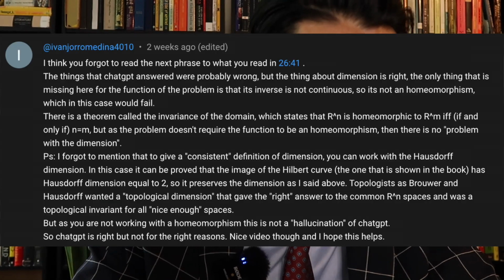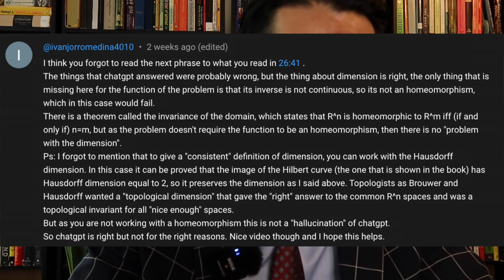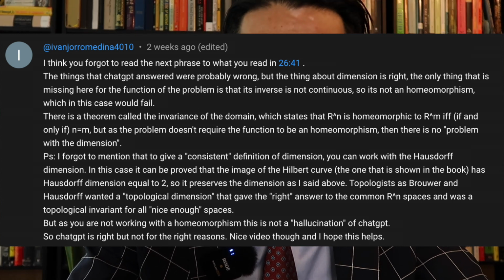In the video, I only went over the first part, which is the one-to-one manner, and this is partly addressed by Ivan Joro Medina's comment, which I'll read now. First they say, I think you forgot to read the next phrase to what you read in 26:41, and this is referring to me reading the actual solution.